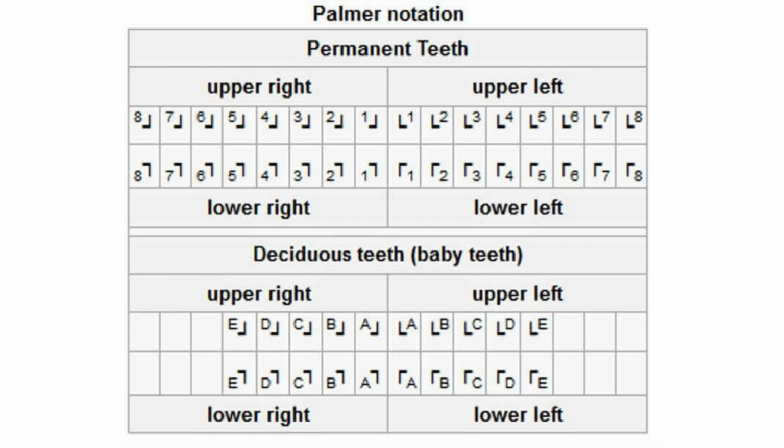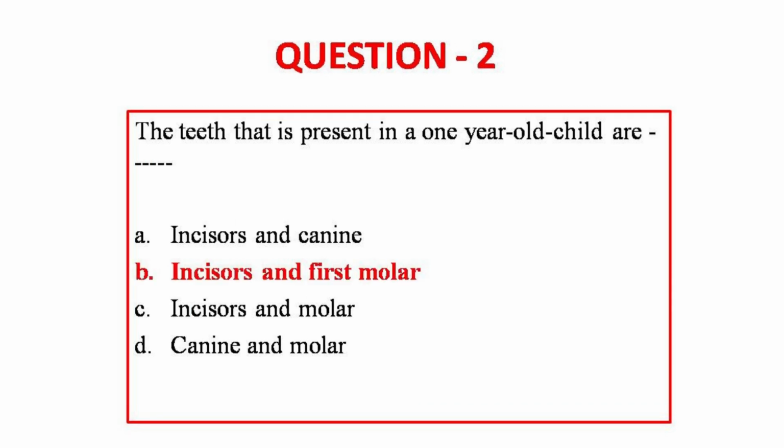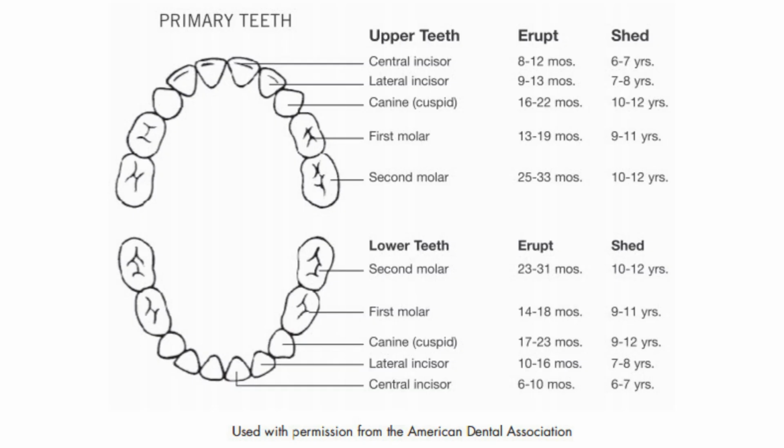Moving on to question number 2. The teeth that are present in a 1-year-old child are: incisors and canine, incisors and first molar, incisors and molar, and canine and molar. The answer is incisors and first molar. When you look at the chart, you can find that the incisors and the first molars have erupted by the time the child has attained 1 year.